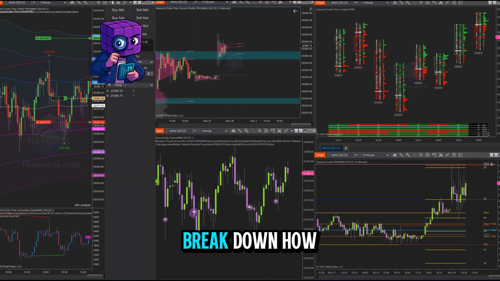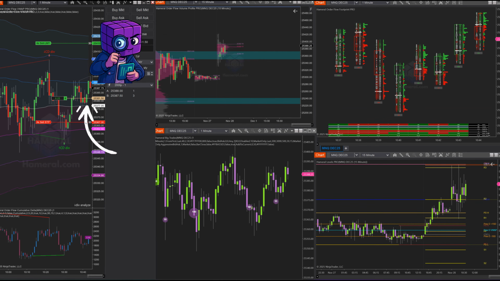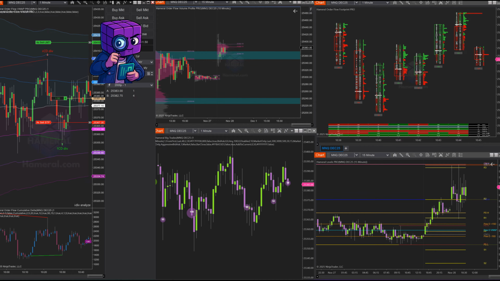Traders, let's break down how we used order flow tools to catch this long opportunity. This is our second setup of the day. Why this trade? We had multiple bullish signals in confluence.